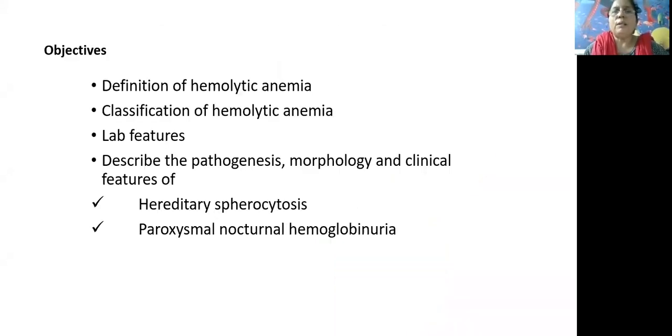The definition of hemolytic anemia, classification, lab features, and today we are going to learn about hereditary spherocytosis and CNS. The lab features is a question. Also, hereditary spherocytosis and CNS are another question for students in your university exam.